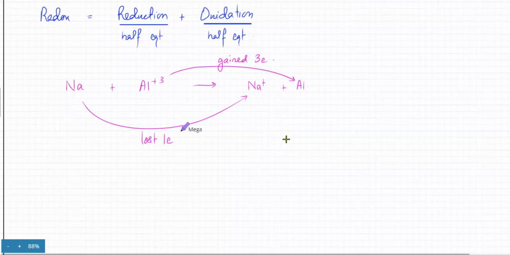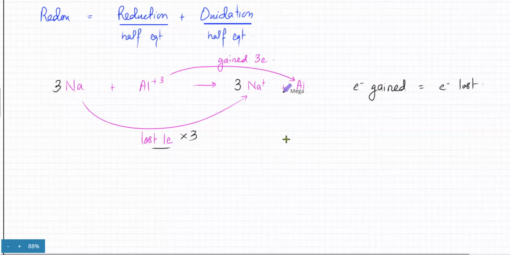So for that, because the number of electrons that are lost and the number of electrons that are gained are not equal, I would have to multiply this by 3. So there should be 3 sodiums. Is this clear? Yes, sir. So in a redox reaction, your electrons gained and electrons lost have to be made equal.